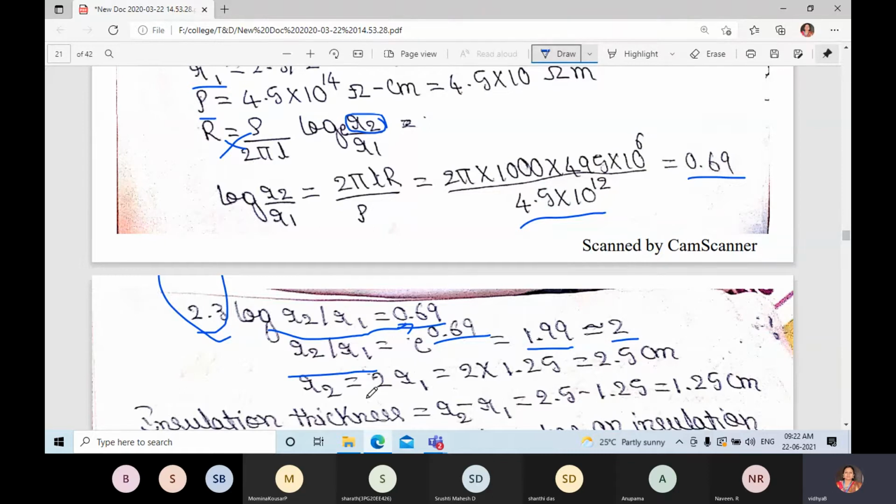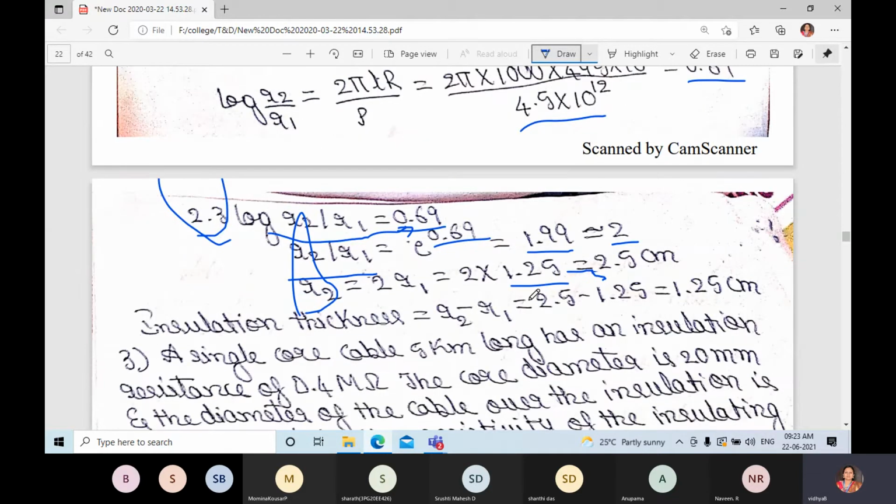So R2 is equal to 2 times R1, okay, because R2 divided by R1, we want the R2 value, we know the value of R1, right? So substitute R1 value 1.25, and you'll get R2 is equal to 2.5 centimeter.